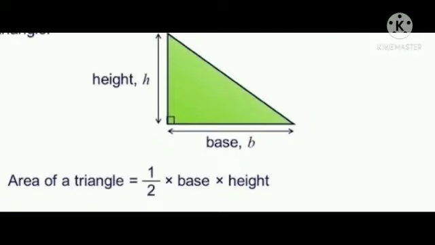Clear? Now see the next formula, that is for finding the area of a triangle. For finding the area of a triangle, your formula is 1 upon 2 multiplied by base into height. So this formula you will use for finding the area of a triangle.